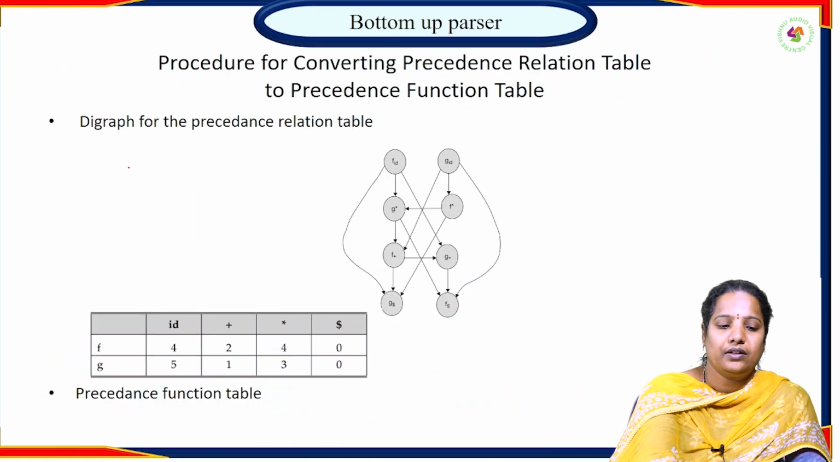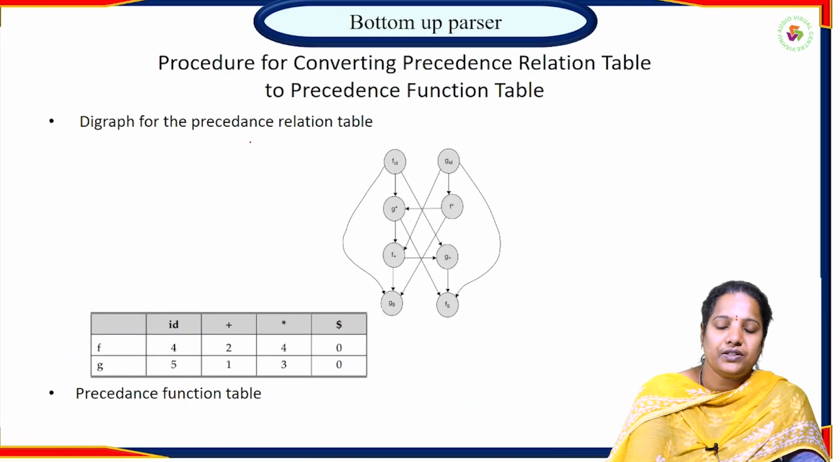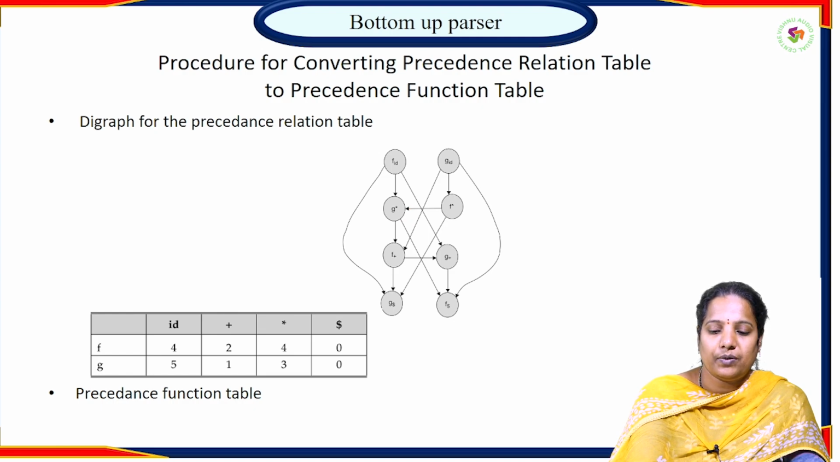We need to construct the diagram of relation. For the precedence relation table, we need to divide into two groups, F and G. The F group, we are having FID, F plus, F star and F dollar, and the G group, GID, G plus, G star and G dollar. For every terminal symbol, for every entry inside the table, that is for row and column, we need to create the groups. For every group, we are having the different symbols called ID, plus, star and dollar.